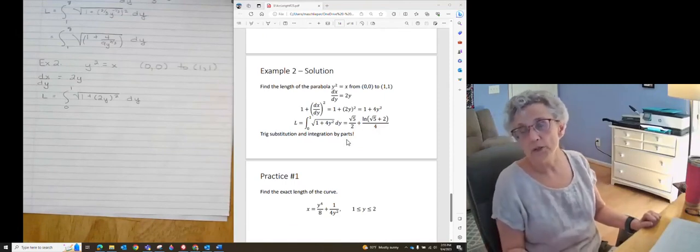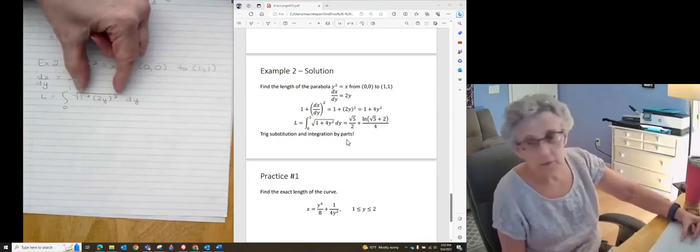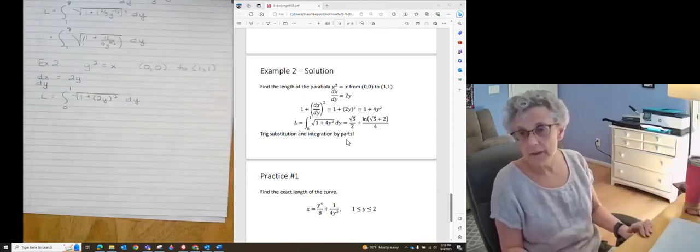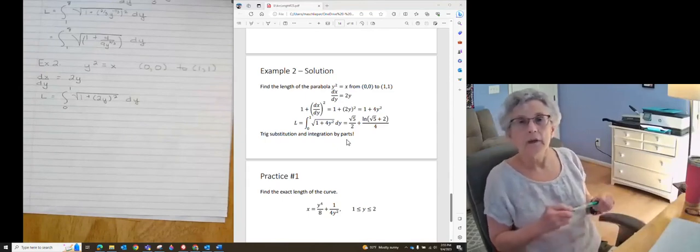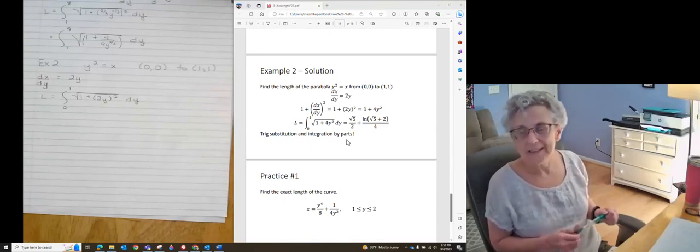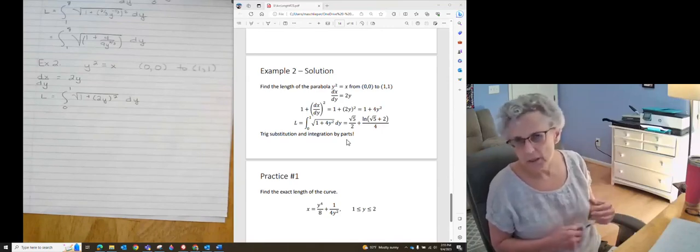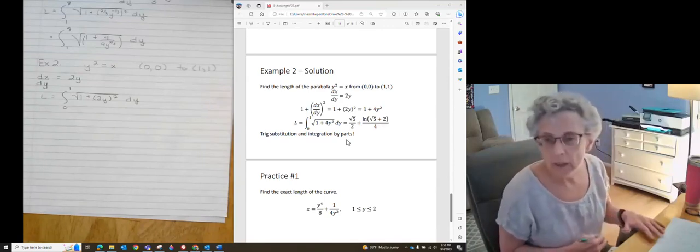This one requires trig substitution because we have a sum of two squares in the middle there. So I'm not going to go through all the steps. You can if you want to. Trig sub and integration by parts to get your exact answer on that one. If I gave you that one on test day, I'd let you plug it in the calculator.